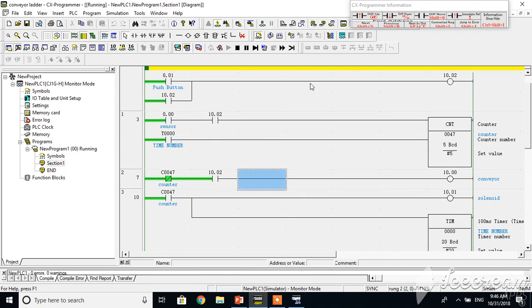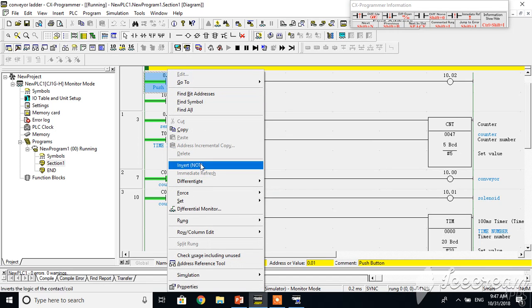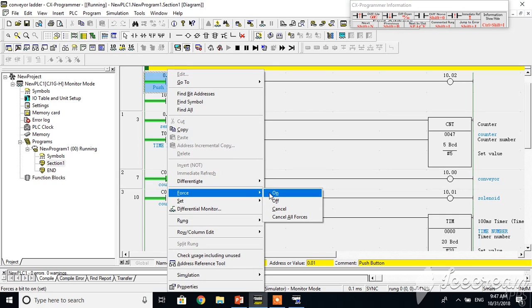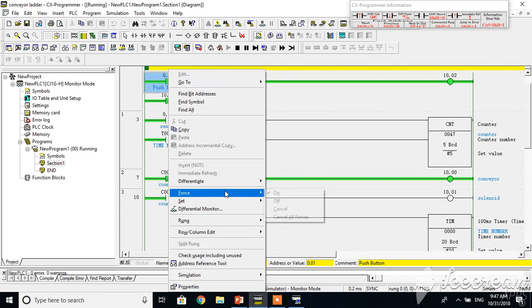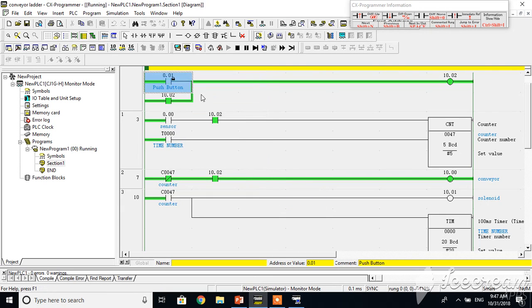So for the beginning, 0.01 will be the address for the push button, and 10.02 will be the address to initiate that the push button is being pushed. Because we test using simulation, we use force on when it is being on, and we force off back to represent that we push and release, and then it will remain on. When it remains on, the sensor will wait until it scans 5 times.